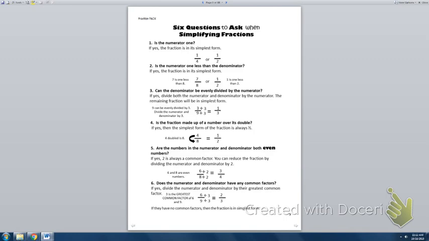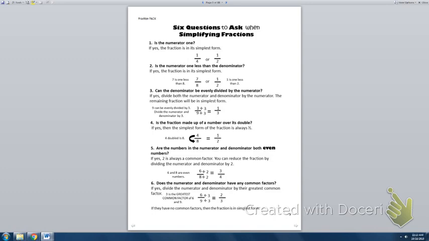12 over 24 is 1/2, because 12 is half of 24. That's a good one. We like that one. Number 5: do you have even numbers in the top and the bottom? We have, as an example, 6 over 8. 6 is even, 8 is even.